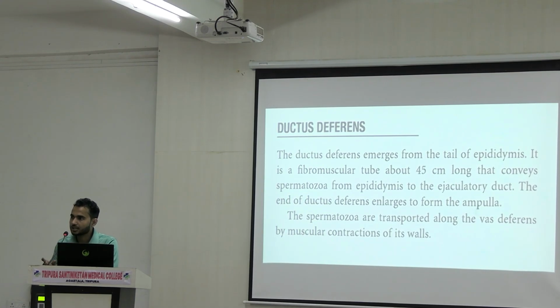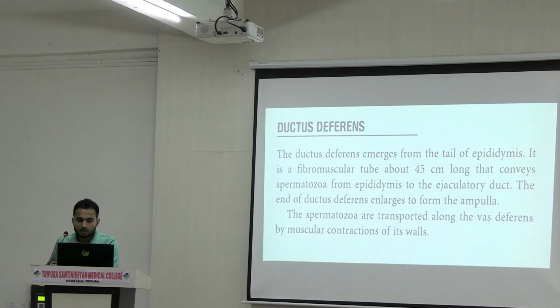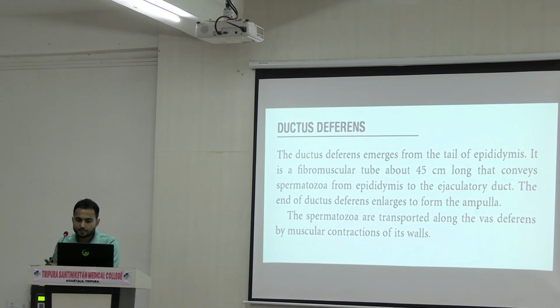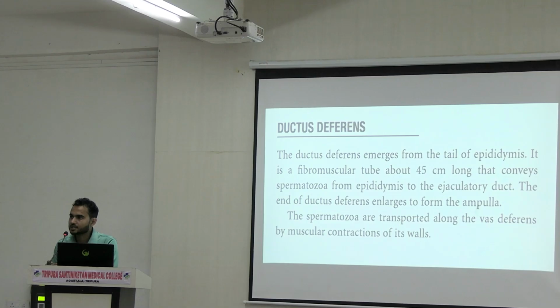What is the length? Approximately 45 centimeter. It will convey the spermatozoa from epididymis to the ejaculatory duct. Can anyone tell me how the ejaculatory ducts are formed? Anyone?